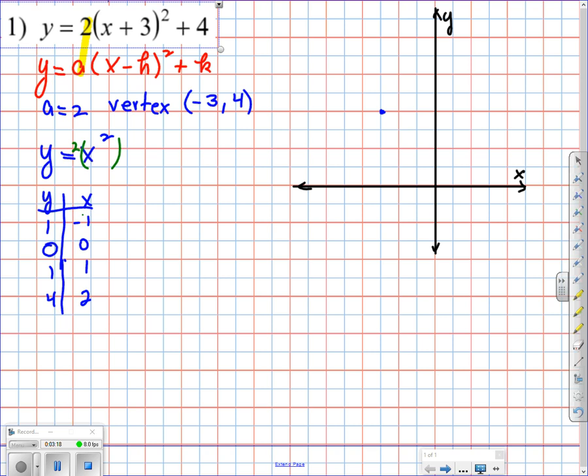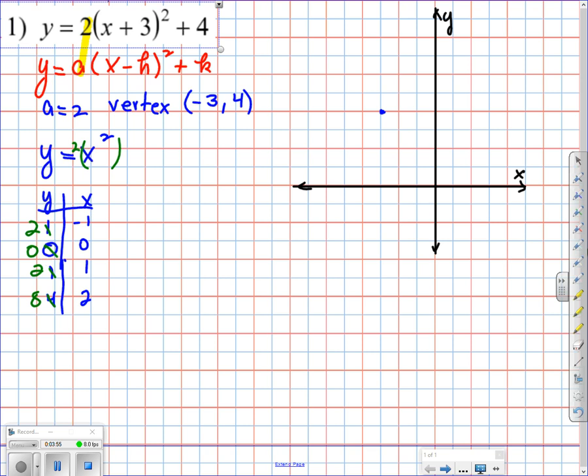So this is no longer 1. This is 2. And for 0, 2 times 0 will give you 0. Now, for 1, 1 times 2 will give you 2. And for 2, 2 squared is 4, times 2 will give you 8. So basically, the x values stay the same, but for the y values, you multiply everybody by 2.